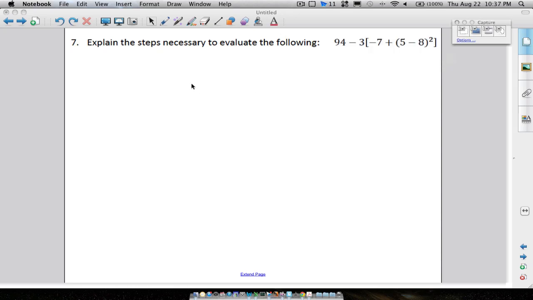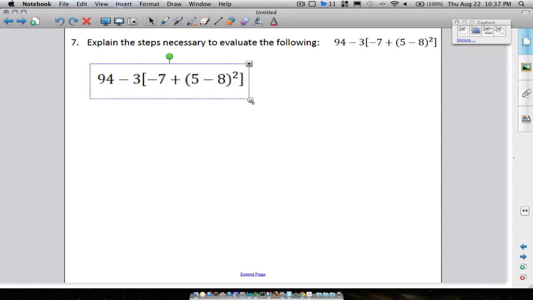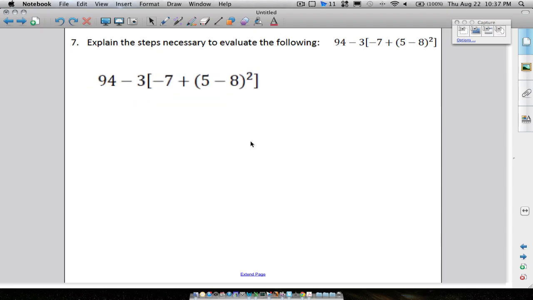Alright, not only do you need to just do the work, but you want to explain. And explaining here, I'm okay if you just write down maybe 1 or 2 words. For example here, the first thing you want to focus on is parentheses. Think about, please excuse my dear Aunt Sally, PEMDAS. So you want to work inside parentheses. Think of brackets as parentheses too, but we do want to work inside of this set of parentheses right here.